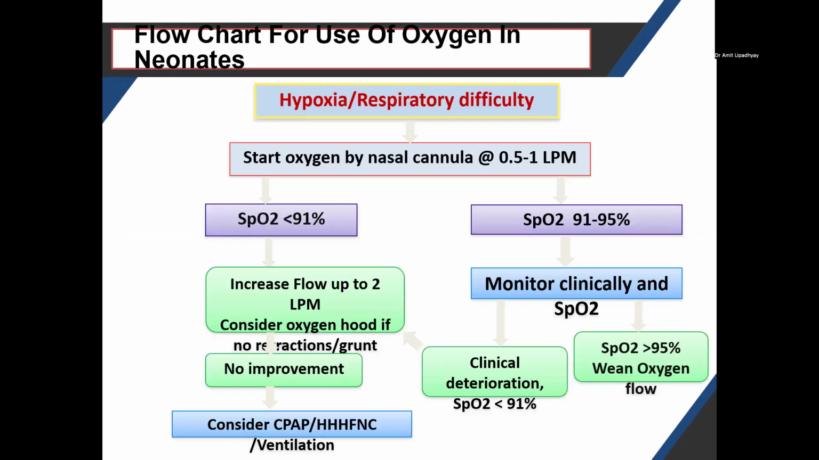Now, flow chart for use of oxygen therapy. If the baby has hypoxia or respiratory difficulty, start oxygen by nasal cannula at 0.5 to 1 liters per minute. If SpO2 is less than 91, increase flow up to a maximum of 2 liters per minute. Consider an oxygen hood if you don't have any other advanced facility at your center before you can refer. And if there is no improvement with this, then you start CPAP, HHFNC ventilation.